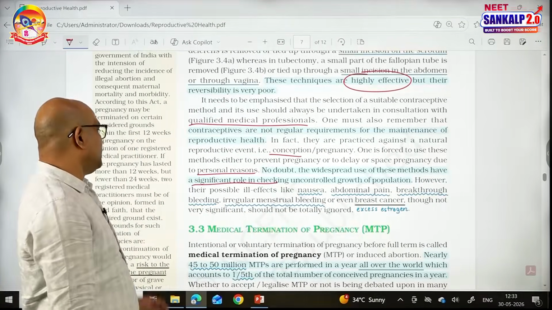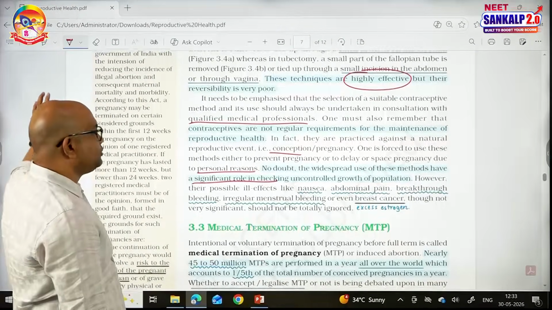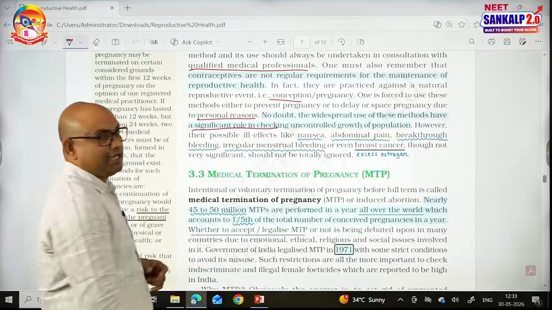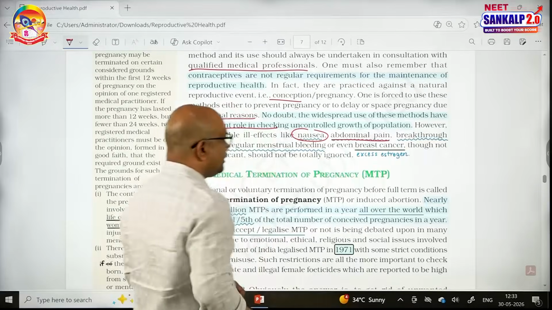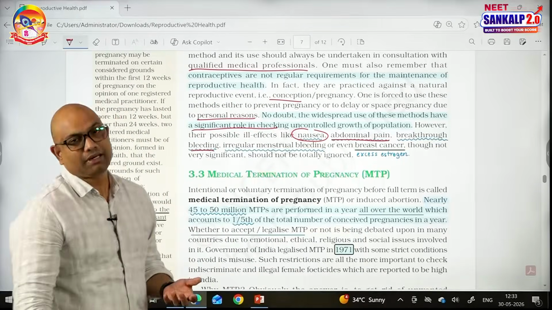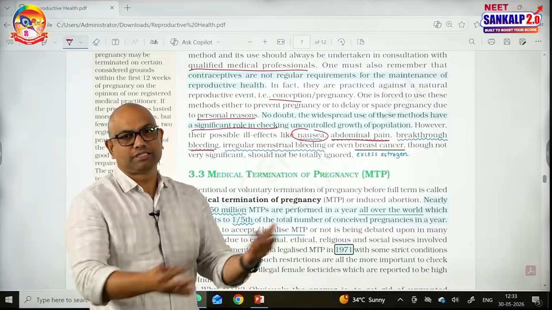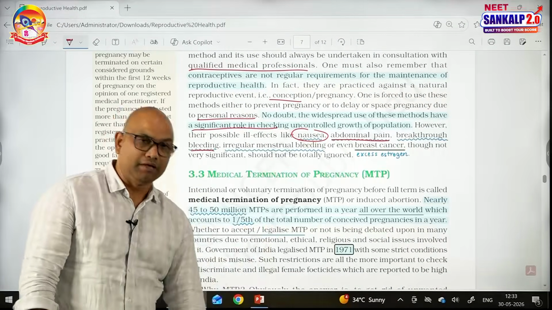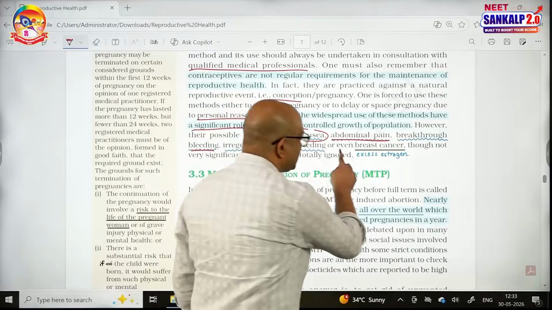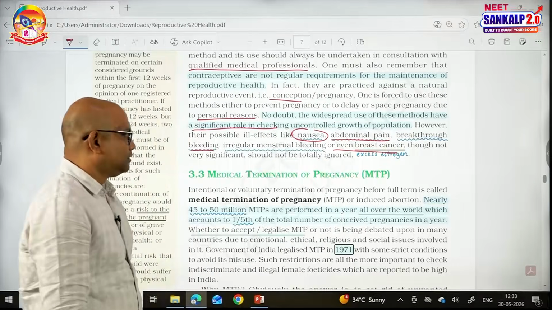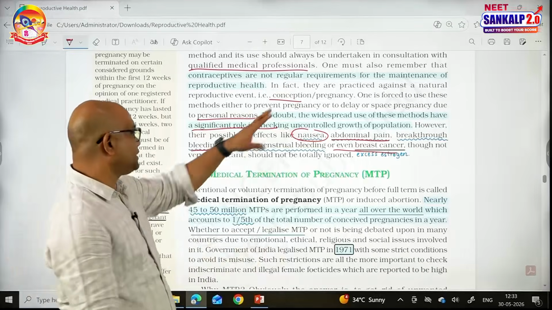However, there are some side effects, ill effects from the continuous usage of these contraceptives. The ill effects include nausea, vomiting sensation, abdominal pain, breakthrough bleeding. Breakthrough bleeding is nothing but spotting, blood drops seen from one menstrual cycle to another, in the middle of the cycle itself. Next, irregular menstrual bleeding and even breast cancer due to excess estrogen, though not very significant, but should not be totally ignored. With this, contraceptive methods completed.